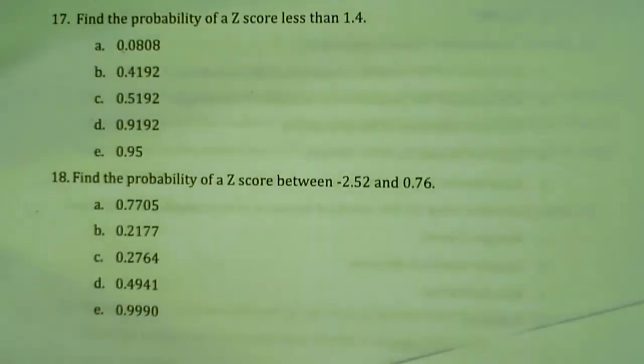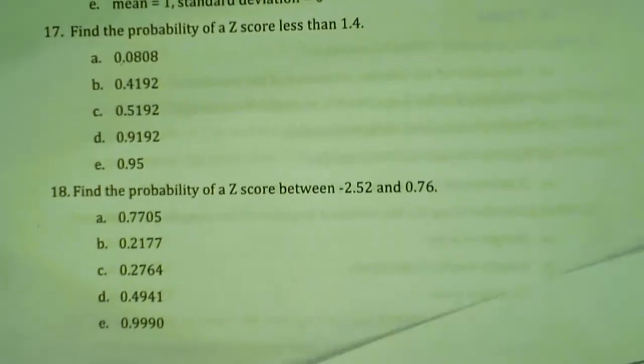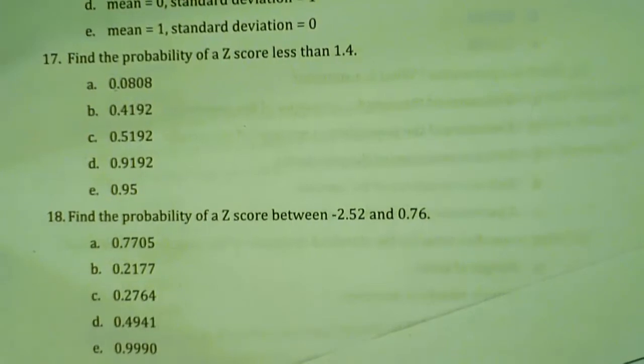So 17 asks for the probability of a Z-score that is less than 1.4. Does anyone know how to do that one? No? Maybe by using the tables? Do you guys have your tables, by the way? I do see some tables.